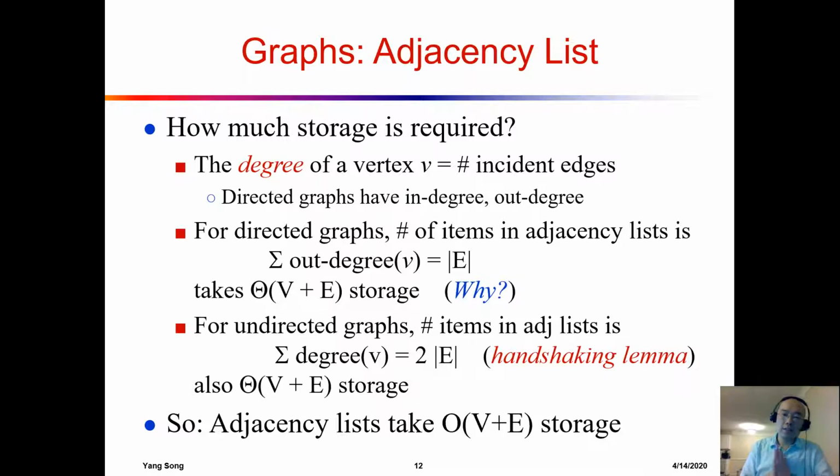Okay, the next topic is the degree. The degree of a vertex is the number of edges, so we are counting the number of edges. It depends on whether you're using a directed graph or an undirected graph. If it's a directed graph, then we have to count the in degree and the out degree. However, if it's an undirected graph, we don't need to differentiate the in degree or the out degree, and we simply say the degree of a vertex V.